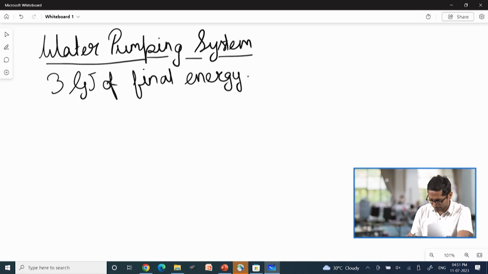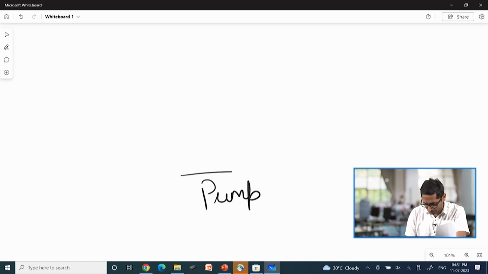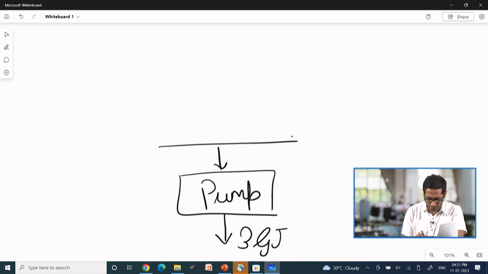The basic system would be a pump. Let me start from here. And this pump would have an output energy of 3 gigajoules. This pump would basically be linked to an electric motor.